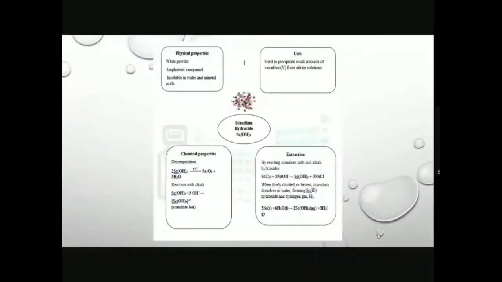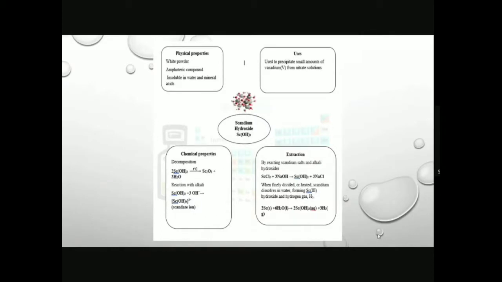Let's start with scandium hydroxide. It is also known as scandium trihydroxide. It is a white powder. Scandium hydroxide is an amphoteric compound that can react both as an acid and as a base. This compound has a lower oxidation state, which leads to more metallic behavior. It precipitates at pH above 4.8 and dissolves in excess alkali to give the tetrahydroxoscandate anion. It is insoluble in water and mineral acid.